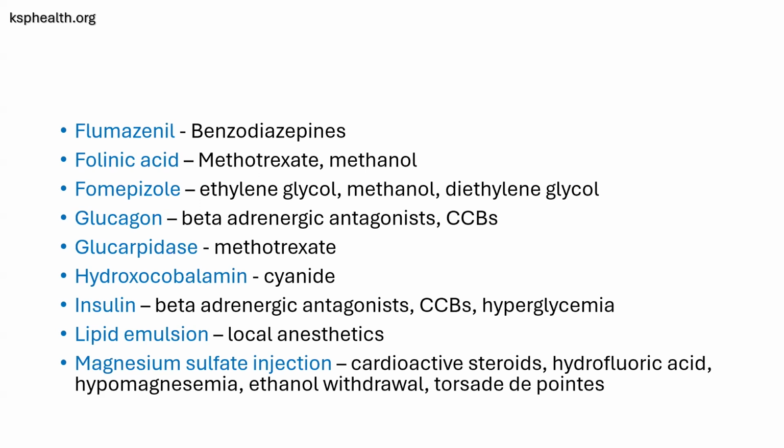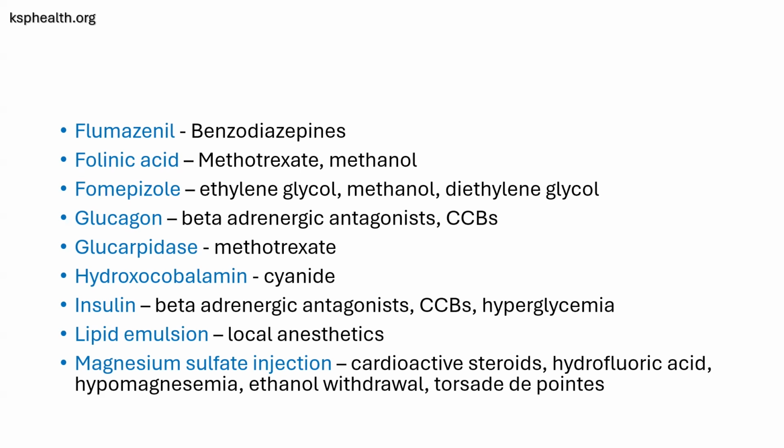Glucagon for beta-adrenergic antagonists and calcium channel blockers, glucarpidase for methotrexate, hydroxocobalamin for cyanide toxicity. Insulin should be used in beta-adrenergic antagonist and calcium channel blocker toxicity with hyperglycemia. Lipid emulsion for local anesthetic toxicity.